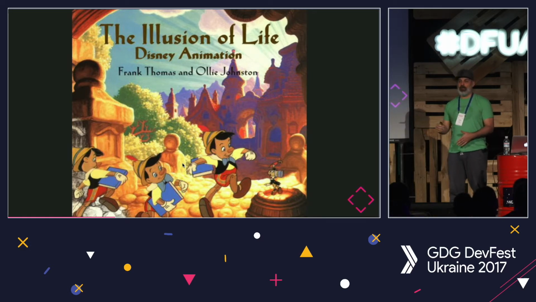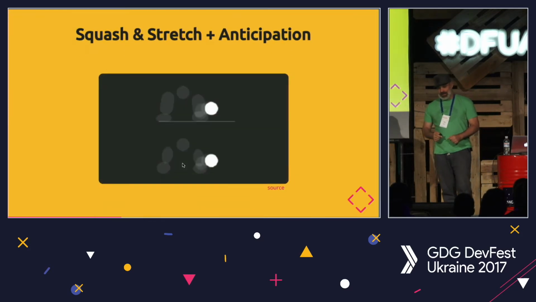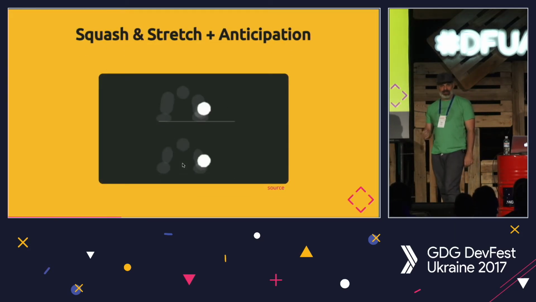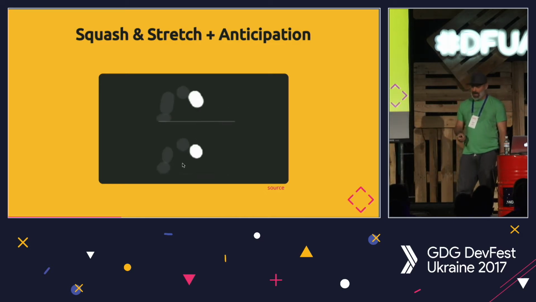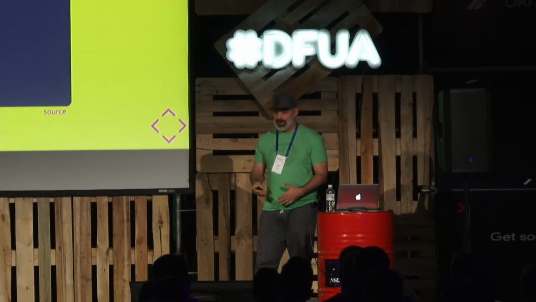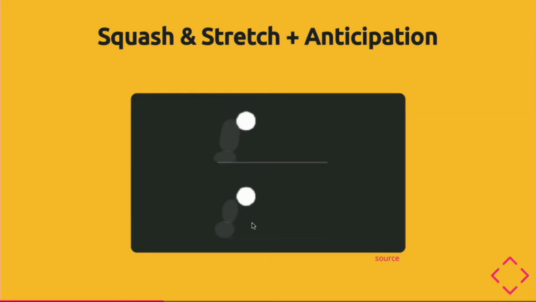I mean, we are not doing character animations, but we can use some of the ideas that apply to web apps. So let's see one of them. The first one is called squash and stretch. And there's also this concept of anticipation. And when we are dealing with animations, you need to be familiar with these concepts. You can see the example at the top is using anticipation.